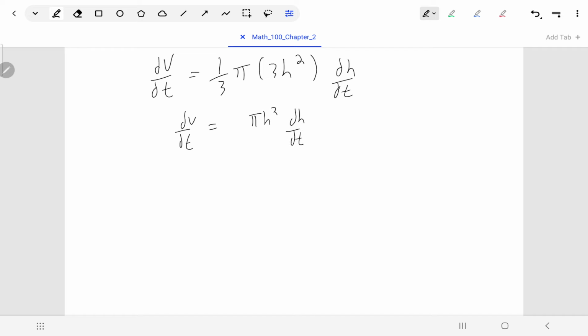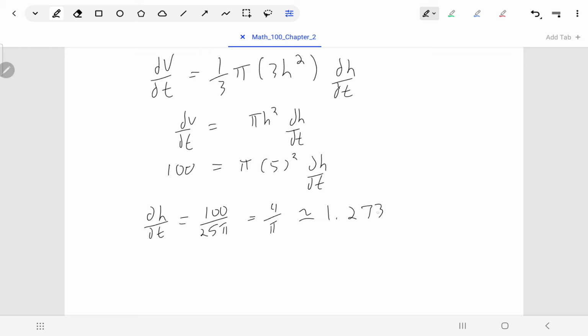And now I can put in what I've got, which is I know that dV/dt was 100. That's how fast my volume is increasing. And we were told that h was 5. So dH/dt should be 100 over 25 pi, which is the same thing as 4 over pi, which in terms of a decimal number, that's about 1.27324. So to 4 decimal places, 1.2732. And now I'm going to write a little sentence about that.